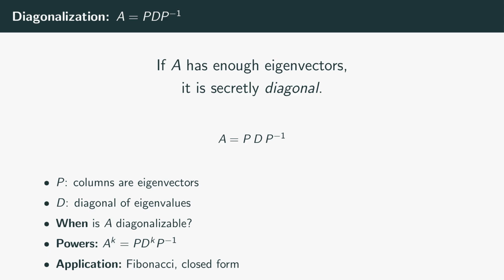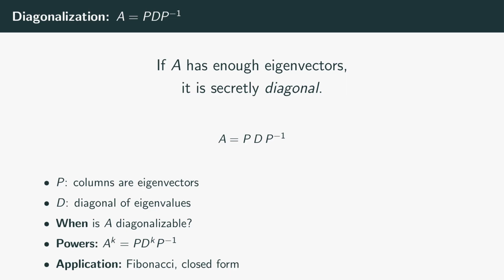Welcome back. Over the last two episodes, we learned what eigenvalues and eigenvectors are, and how to find them with the characteristic polynomial. An eigenvector is a special direction that a matrix only stretches, never knocks off its line, and the eigenvalue is the stretch factor. Today we collect the reward.